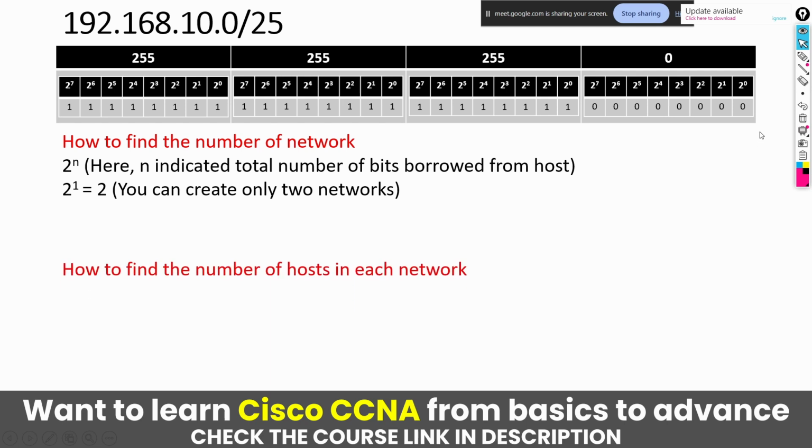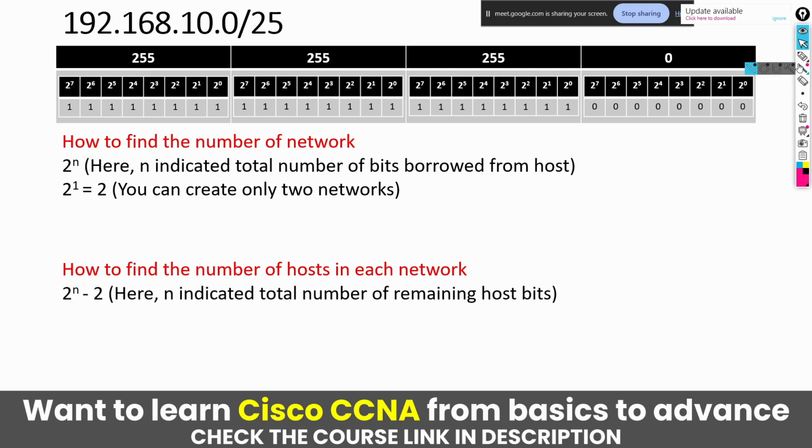Now let's find the number of hosts on each network. Even here there is a formula: 2 to the power n minus 2, where n indicates the total number of remaining host bits. Here we have taken 1 bit from the host, so how many bits are remaining in this section? 7. So what will be the answer? 2 to the power 7 minus 2. 128 minus 2 is 126.